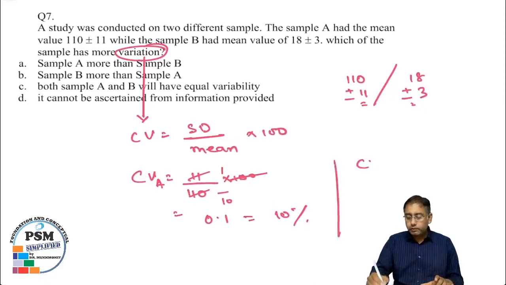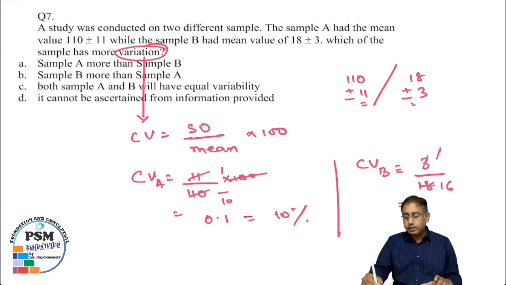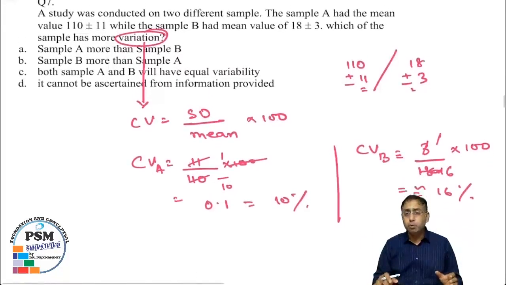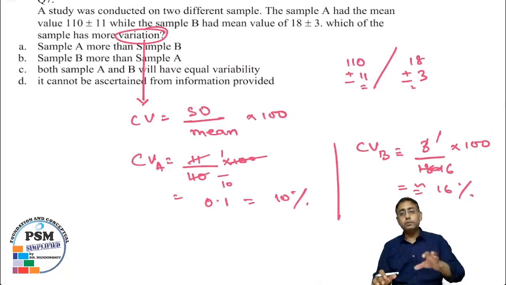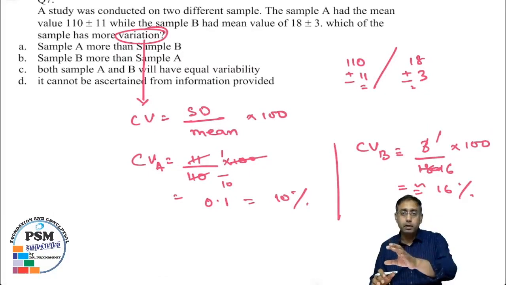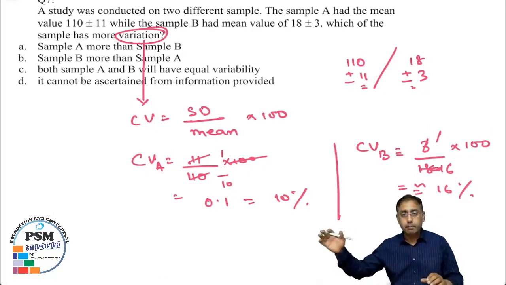Next is coefficient of variation in sample B. The standard deviation is 3, the mean is 18. So 3 over 18 is 1 by 6 into 100. That would come out to be roughly around 16%. So what do you think? Coefficient of variation is more with which sample? The coefficient of variation is more with sample B as compared to sample A.